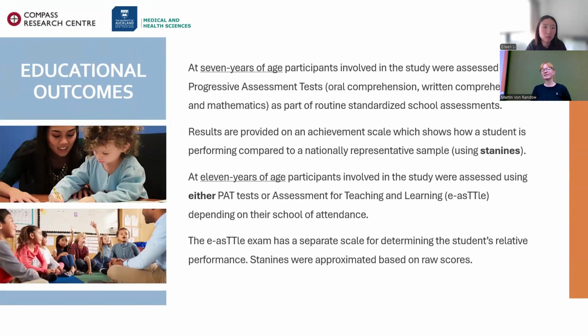So how did we define our educational outcomes? Well, we were basing this off of the Auckland Birthweight Collaborative, which was a study I'll introduce you to a little bit later. But essentially, we were able to obtain progressive assessment tests, or PATs, which some of you will have done, in oral comprehension, written comprehension, and mathematics. And this is part of routine standardized school testing. So this isn't just for our participants, this is for everyone who's at school.